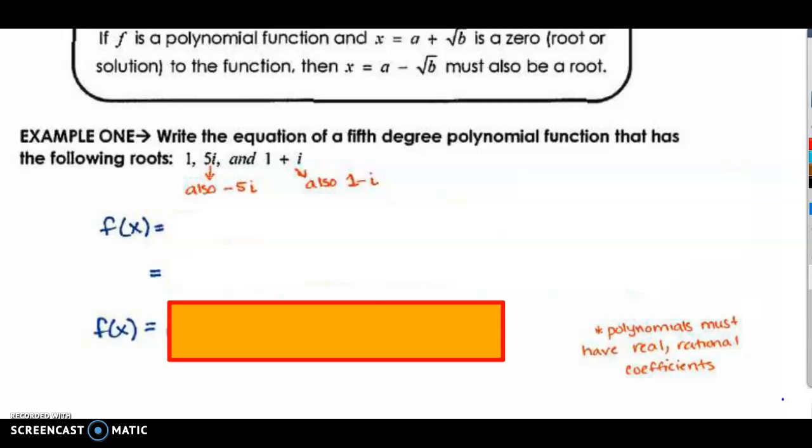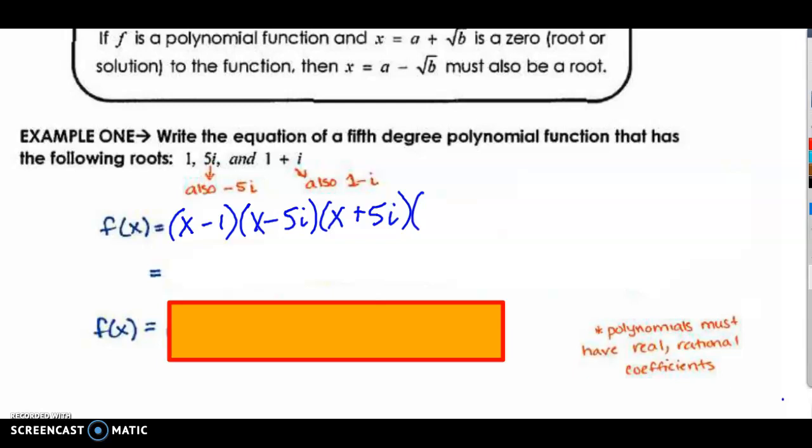Now we have to be really careful about how we write these. So the roots written as factors: notice if I put in 1 for x, that's going to become 0, so that is a factor. So it's going to be x minus the root, right? So this is x minus 5i and x plus 5i. And the reason it's plus is because it's still x minus, but it's x minus negative 5i, so it makes it a plus. Okay, now this one is where it gets tricky.